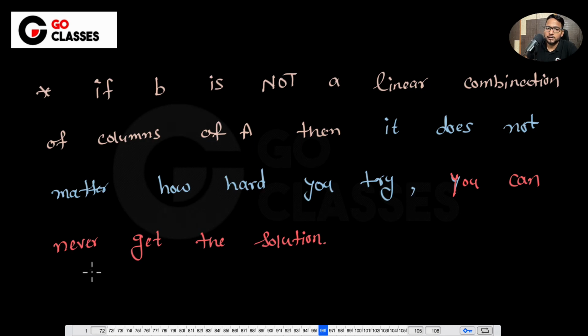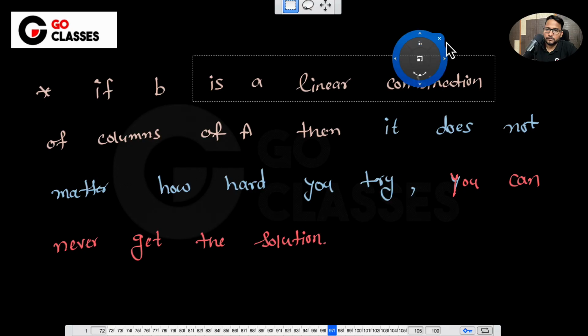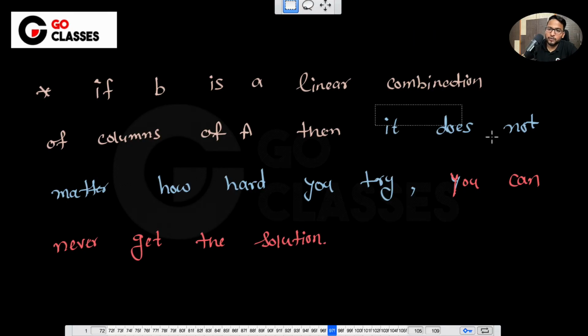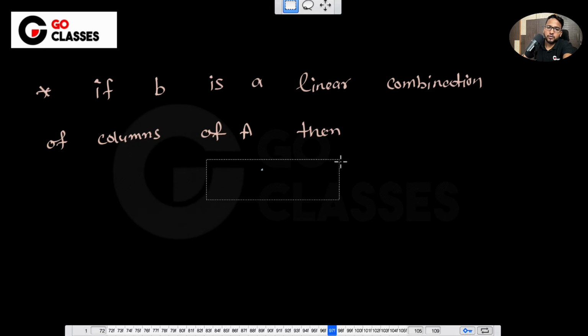Right? So this is for sure. If B is not a linear combination of columns of A, then you can never ever get the solution, how hard you try. Similarly, on the other end, I can say if B is a linear combination of columns of A, then you will always get the solution, basically, right? Then you can say you will always get the solution.